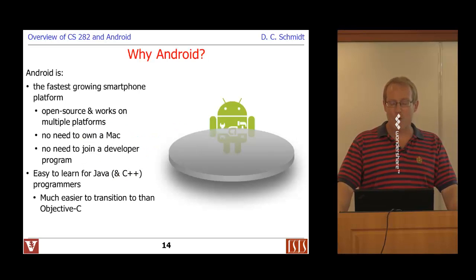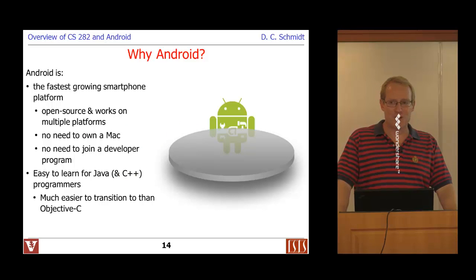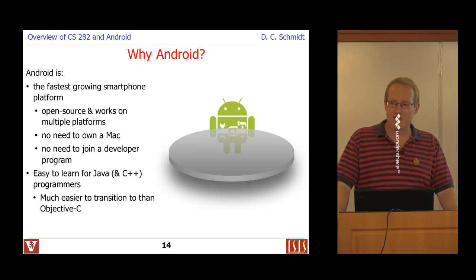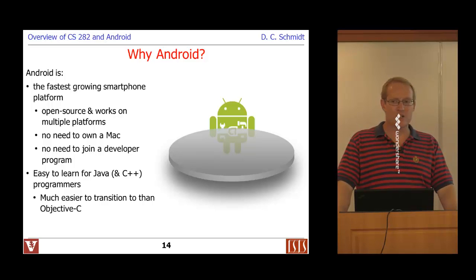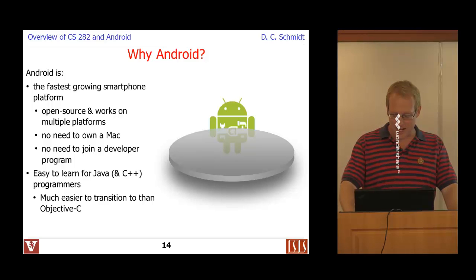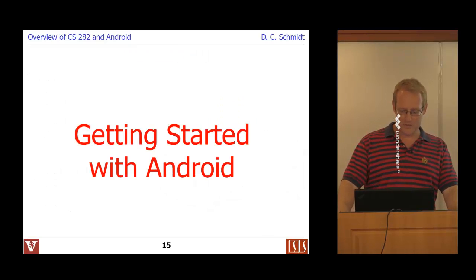It's also way easier to learn than Objective-C, at least from my point of view. Objective-C, to me, is just the most bizarre combination of the ugliness of Smalltalk and C put together in some incomprehensible gobbledygook. And I find Java personally much, much easier to use.